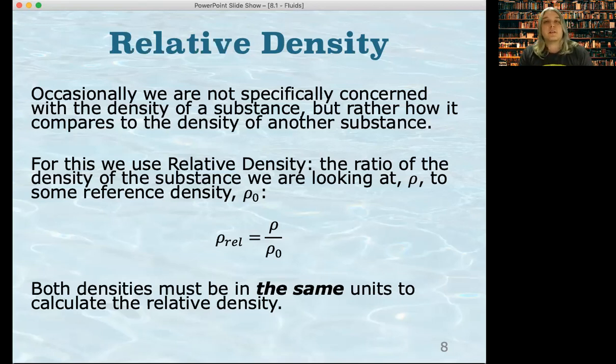Because densities have the same units on top and bottom, the units will cancel out, but it does mean that they have to be in the same units. You can't take grams per mil for the top density and then use kilograms per cubic meter for the bottom density. You have to convert them both to the same units. It doesn't have to be SI, just the same units.